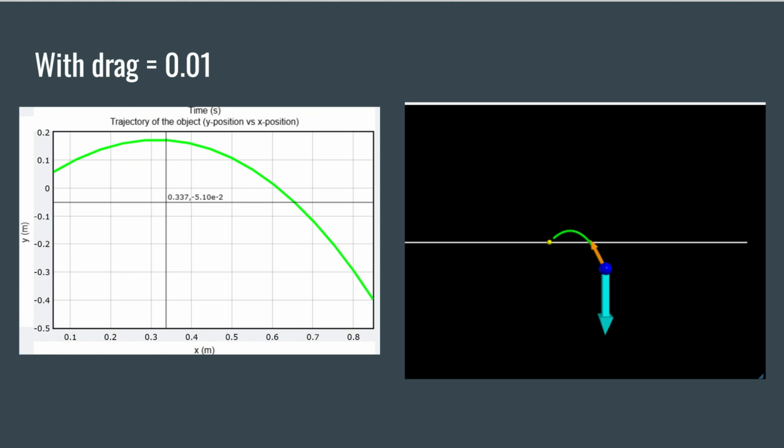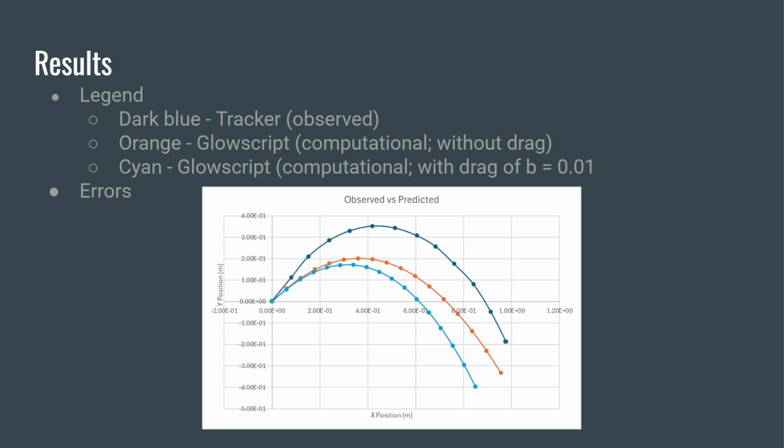With this coefficient, the x distance traveled matched closest with the Tracker measured distance. However, the y value was off in both computational models when drag was assessed. Now that the models have been introduced, we'll go over the results.